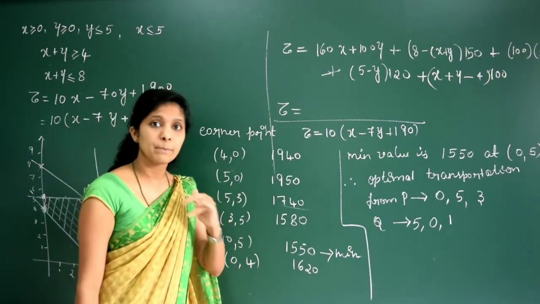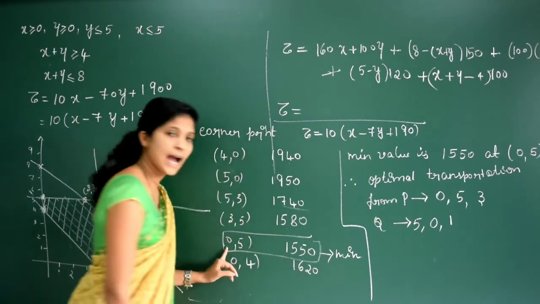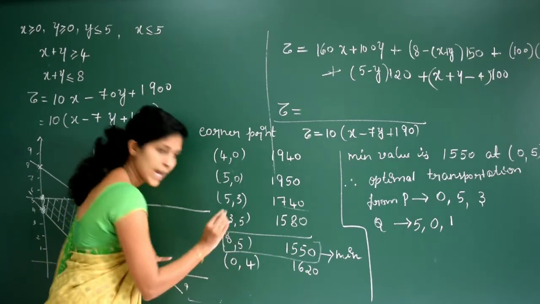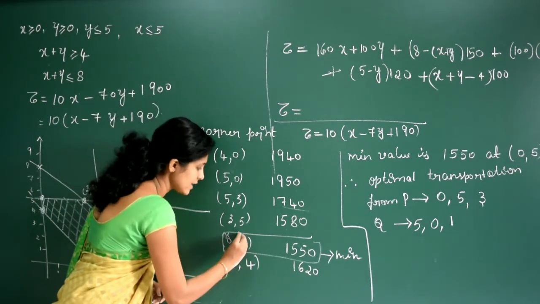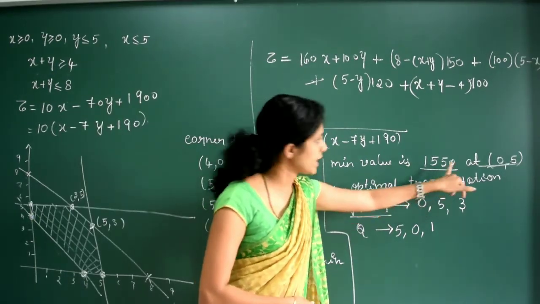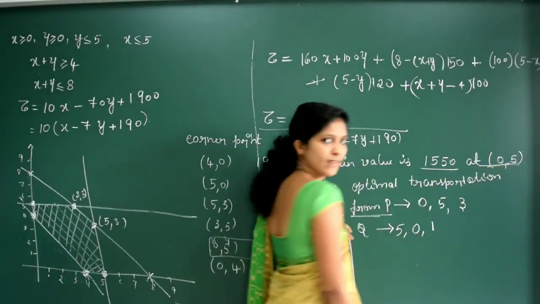We need to find the minimum value. So the minimum value is 1550 at the point 0, 5. 0, 5 means 0 is the value of x and 5 is the value of y. The value is 1550 at the point 0, 5. That means this is the value of x and this is the value of y, right?